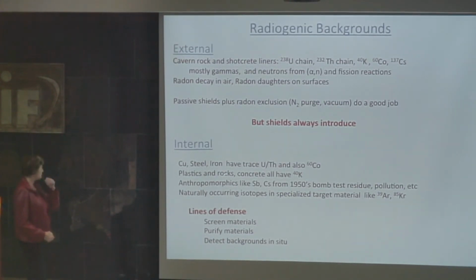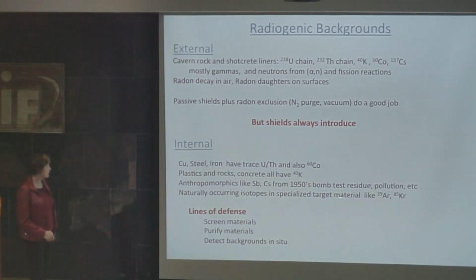So there's the usual uranium-thorium chain, and you also have salts like potassium, but you have things called anthropogenics. So antimony and cesium from the 1950s bomb test residue is in water that you use to clean your devices, and some places are worse than others. And any pollution, often depending on where that pollution comes from, can be bringing in particulates that themselves are loaded with a beta emitter.